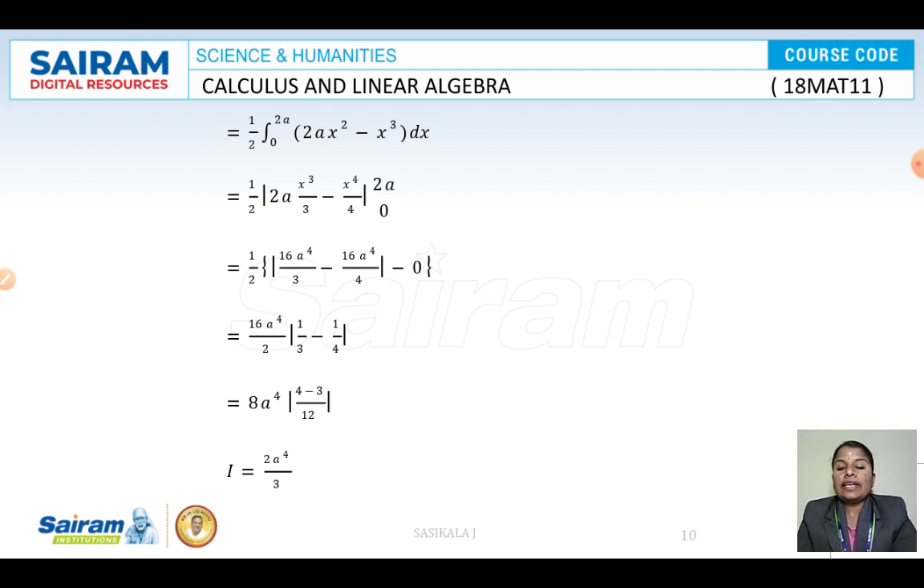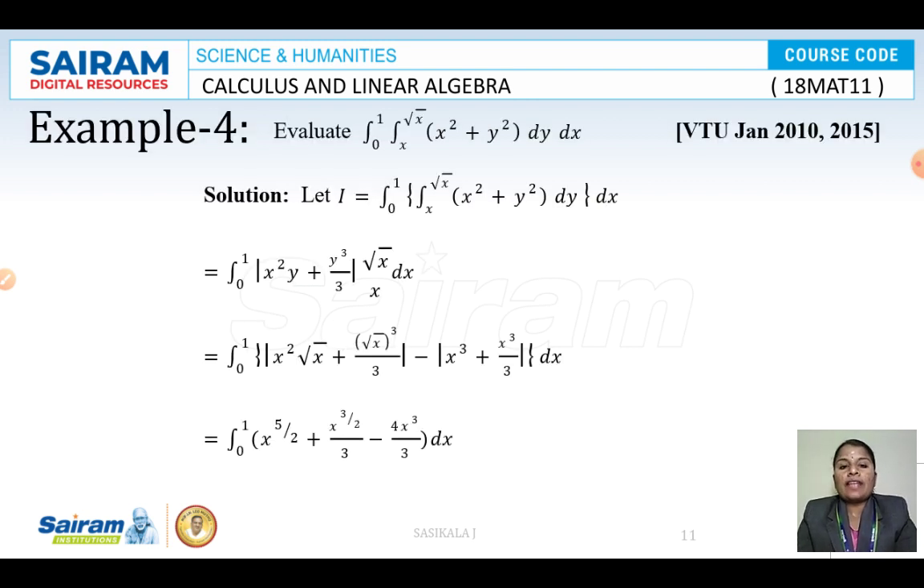Now integrate. What is that? 1 by 2 of 2a into x cube by 3 minus x power 4 by 4, from 0 to 2a. Now substitute the upper limit, and the lower limit gives 0. So 16a power 4 by 2 of 1 by 3 minus 1 by 4, which you can simplify to 2a power 4 by 3.